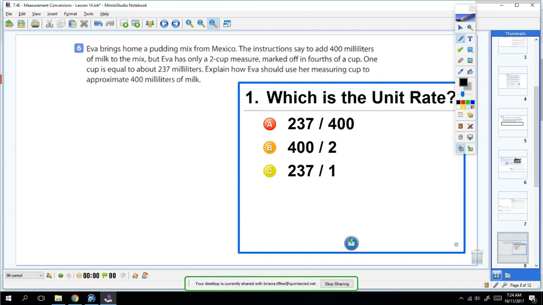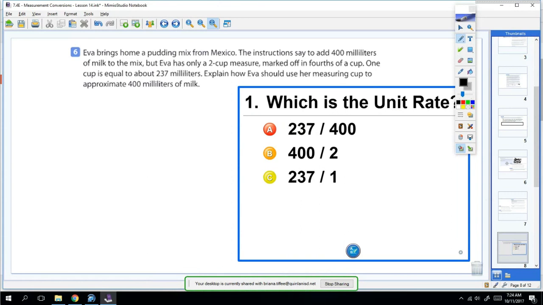So next problem. Eva brings home a pudding from Mexico, and the instructions say to add 400 milliliters of milk to each mix, but Eva only has 2 cups marked off in fourths of a cup. So 1 cup is equal to about 237 milliliters. Explain how to use her measuring cup to approximate 400 milliliters of milk. So first thing you do is find the unit rate or the ratio that they're using. The ratio they're using is for every 1 cup is 237 milliliters. Or you can say for every 237 milliliters is 1 cup. So the answer is C.